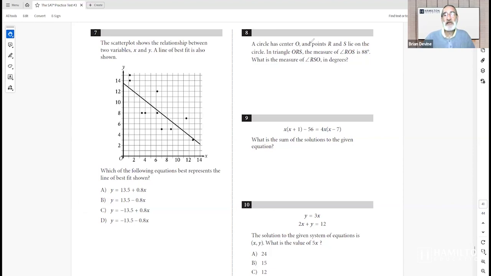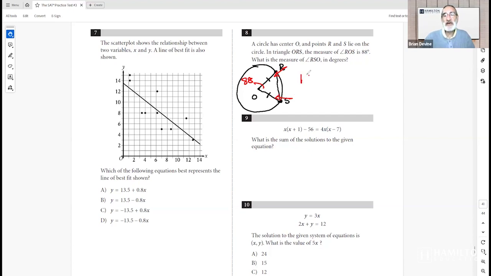Question 8. A circle has a center O, and points R and S lie on the circle. So I have a circle with a center at O, and I know that R and S are on the circle. And I know if I draw a radius from O to R and a radius from O to S, those are the same length. And so if I look at triangle ORS, it's isosceles. And if they tell me that the angle ROS right here is 88, then these two angles would be the same measure.